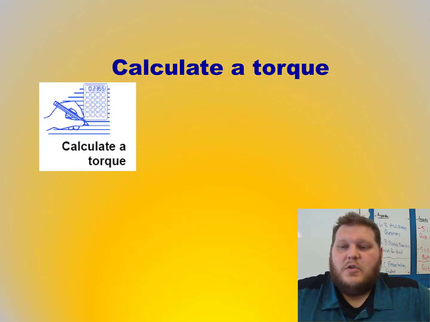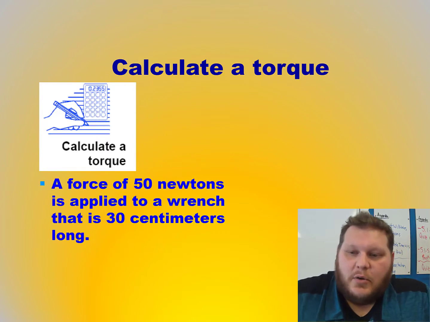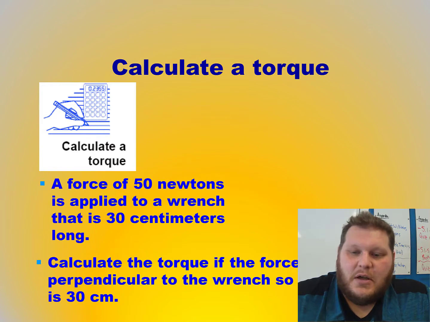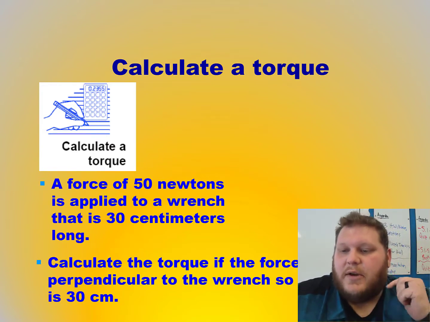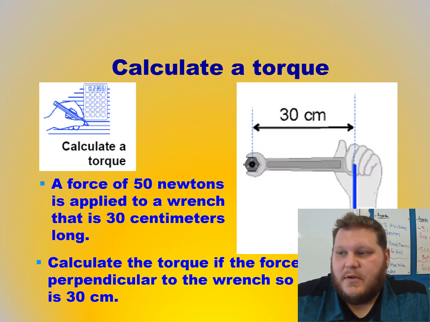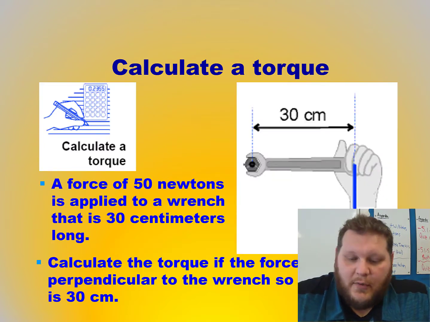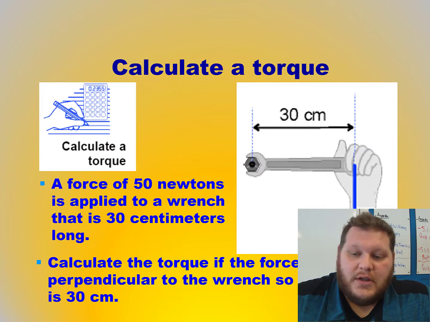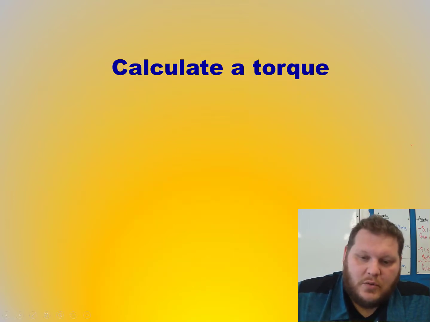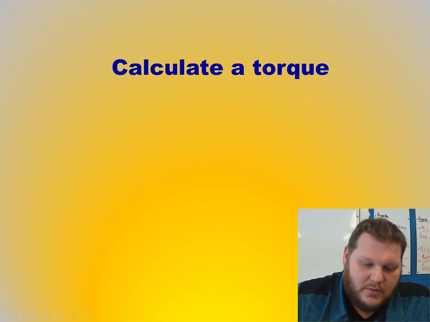So, jumping into an example problem here, just calculating torque. We've got a force of 50 newtons applied to a wrench that is 30 centimeters long. We're asked to calculate the torque if the force is applied perpendicular to the wrench, so the lever arm is 30 centimeters. This is just a diagram of what's going on. We have to be careful here: our standard unit for radius, for distance, is meters, not centimeters, so we're going to have to do a conversion. Let's jump into actually doing this.